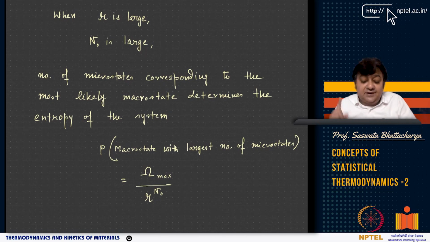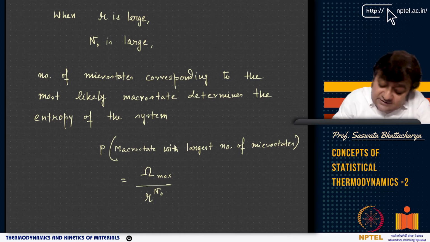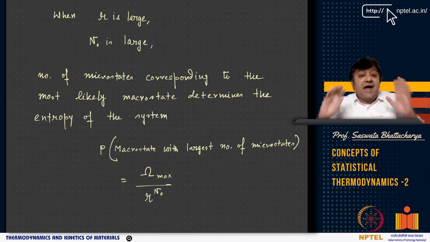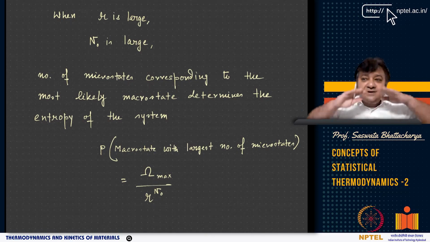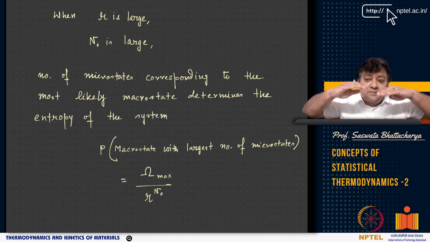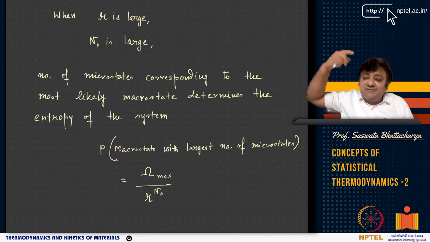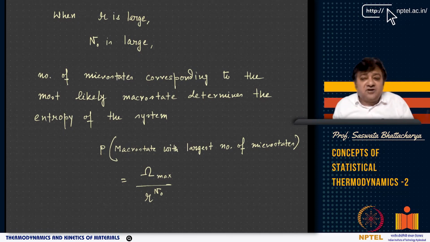The only thing that you have to remember, as I told you from the spike, is that when R is large and N0 is large, all of these are large, the number of microstates corresponding to the most likely macrostate determines the entropy of the system. Because that gives you the maximum number of energy levels over which the energy dissipation can take place. So the number of energy levels available for dissipation have to be maximum, right?